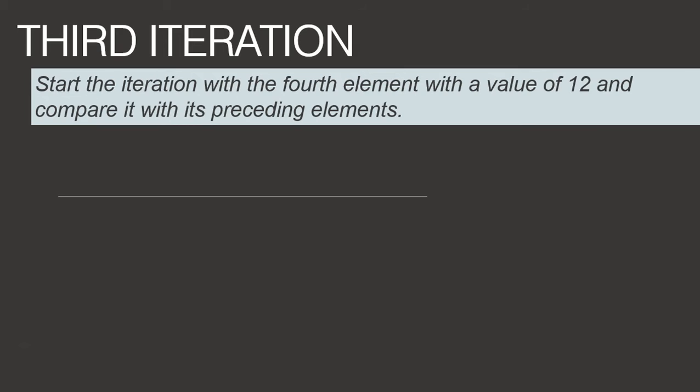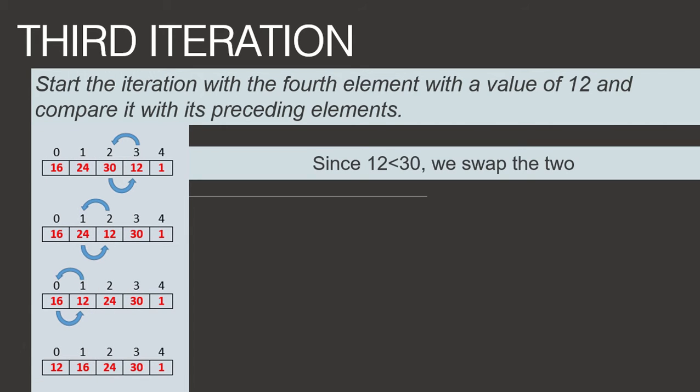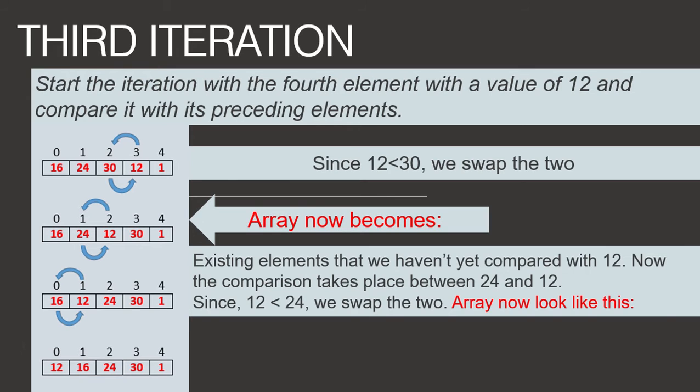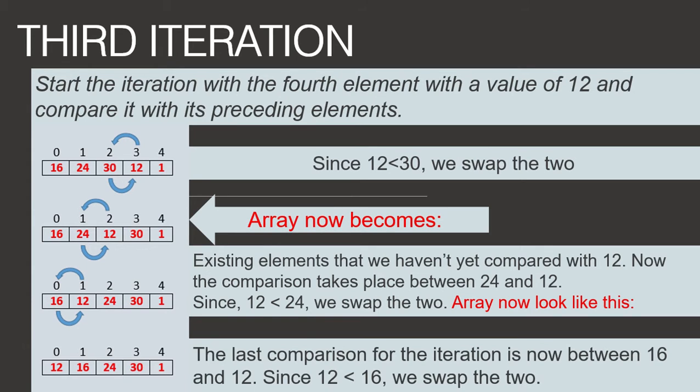On the third iteration, we start with the fourth element with a value of 12 and compare it with its preceding elements. Since 12 is less than 30, we swap the two. The array shows that there are existing elements that we haven't yet compared with 12. Now the comparison is between 24 and 12. Since 12 is less than 24, we'll swap the two. The last comparison for the iteration is now between 16 and 12.